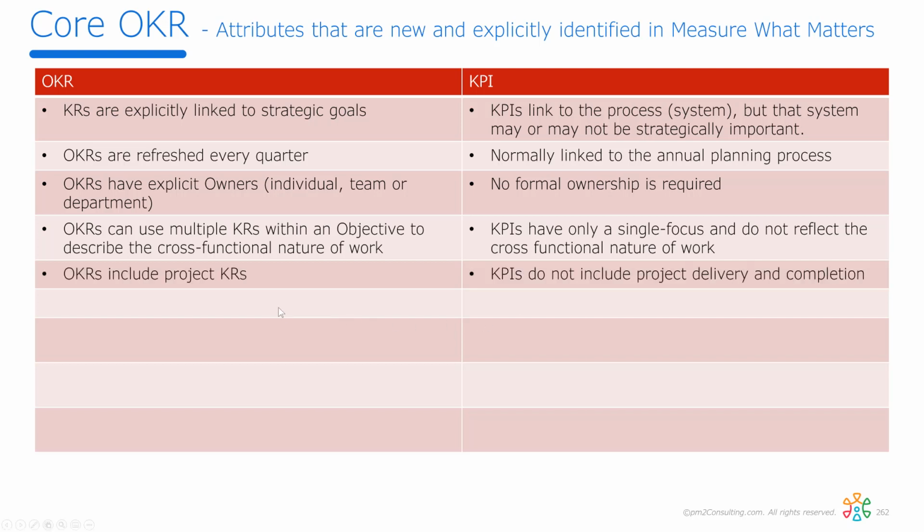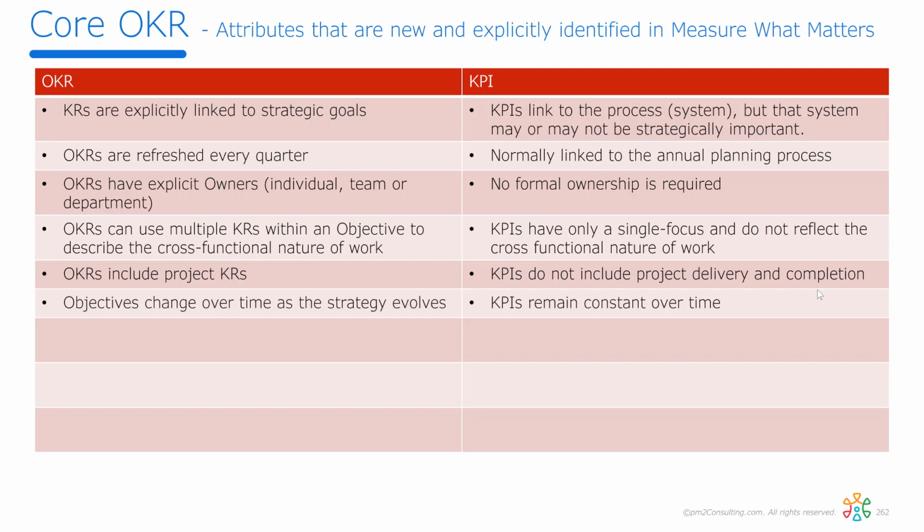OKRs can include project key results. Now, typically those are by milestone, right? By quarter 1, I expect to have this milestone and that milestone completed. Or sometimes people make them binary. Did I achieve that milestone? Whereas KPIs do not include any aspect of project delivery or even completion. Those are used by the project team and you look at them in your PMO model, but I don't have a KPI on a project.